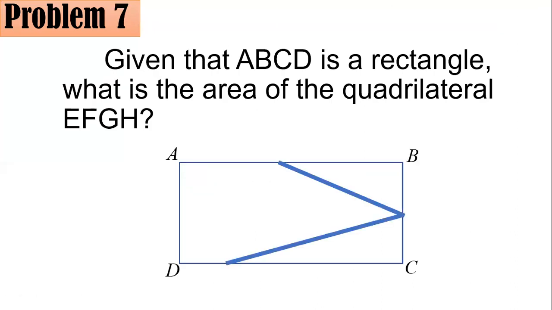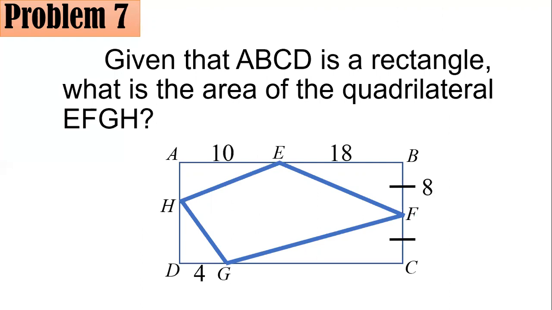Given that ABCD is a rectangle, what is the area of the quadrilateral EFGH? Let's have the basics there. What's the area of this rectangle, of quadrilateral EFGH?